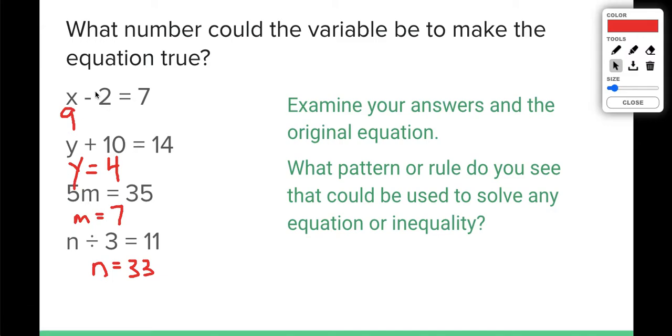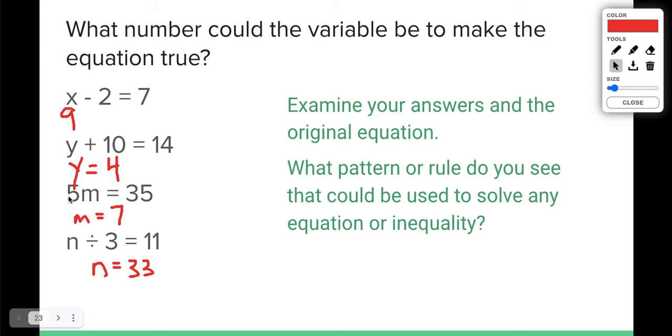Well, look at this example. We had a 2 and a 7 in our problem, and our answer was 9. How could we get a 2 and a 7 up to 9? Well, we could add 2 to that 7 to get to 9. What about in my second example? How could I get a 4 with 10 and 14? I could subtract 10 from both sides to get 4 because 14 minus 10 is 4.